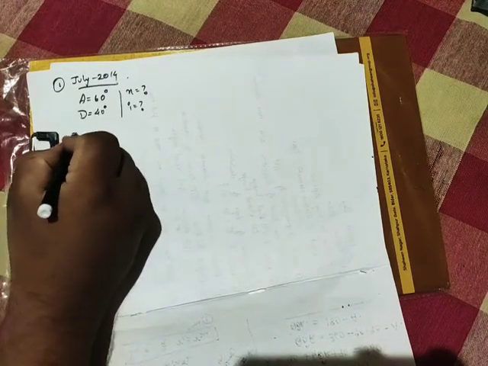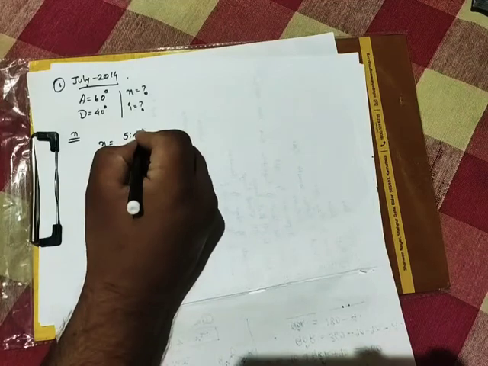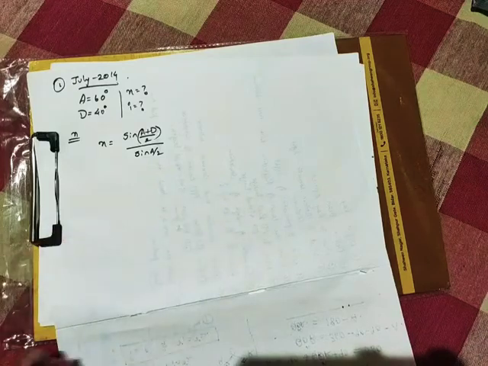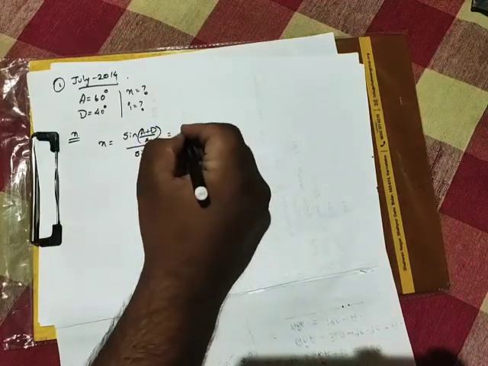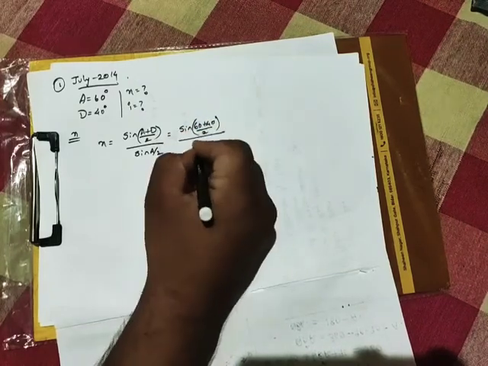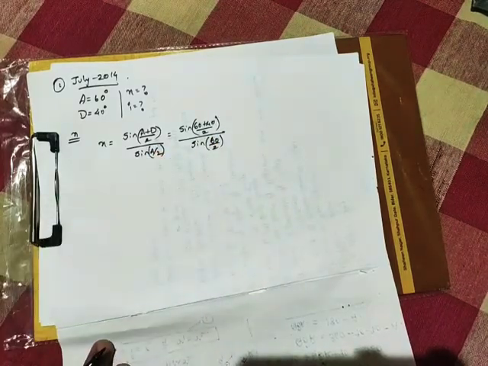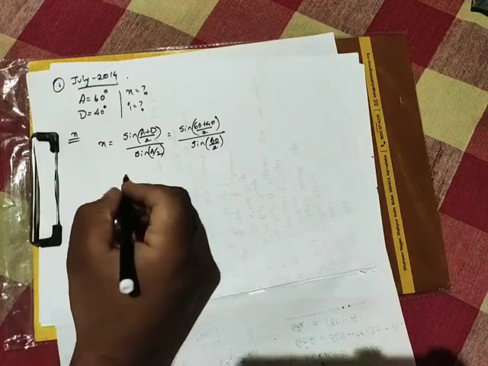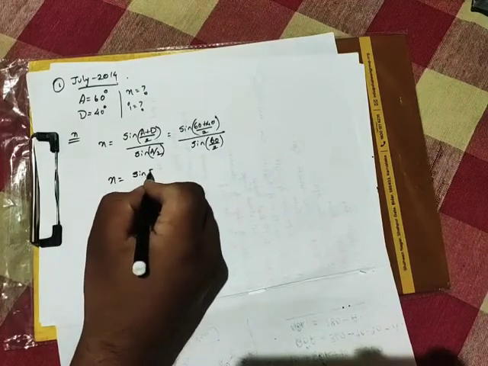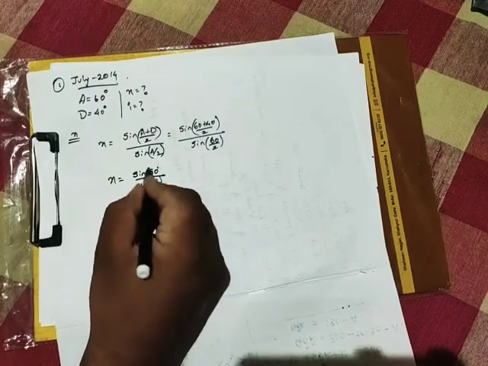So first of all, to find N, N can be found out by using the formula N is equal to sine A plus D by 2 by sine A by 2. That can be written as sine 60 plus 40 by 2 divided by sine 60 by 2. I hope that is clear. It's a simple substitution problem. So N will be equal to 60 plus 40, 100 by 2 is sine 50, so sine 50 degree by sine 30 degree.